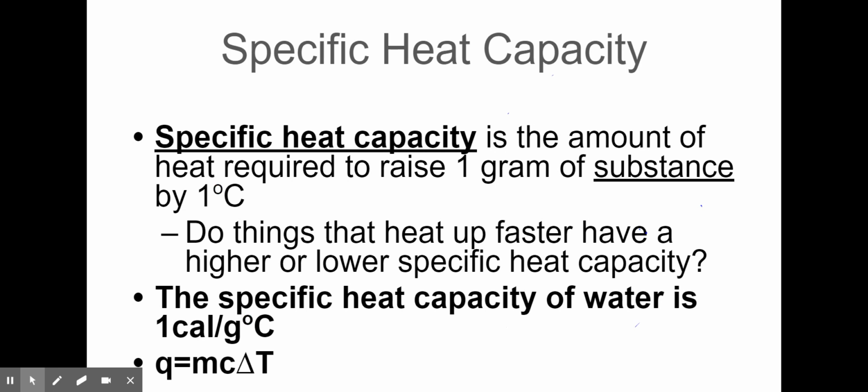So when we're looking at the specific heat capacity, again, going back, what is that value? The specific heat capacity is the amount of heat or energy required to raise 1 gram of whatever substance it is by 1 degree Celsius. So do things that heat up faster have a higher or a lower specific heat capacity?